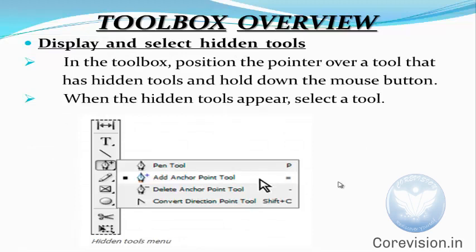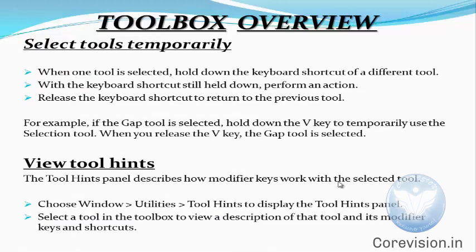Display and select hidden tools. In the toolbox, position the pointer over a tool that has hidden tools and hold down the mouse button. When the hidden tools appear, select a tool. Here, the pen tool. Under the pen tool are the add anchor point tool, delete anchor point tool, and convert direction point tool. These are all hidden.